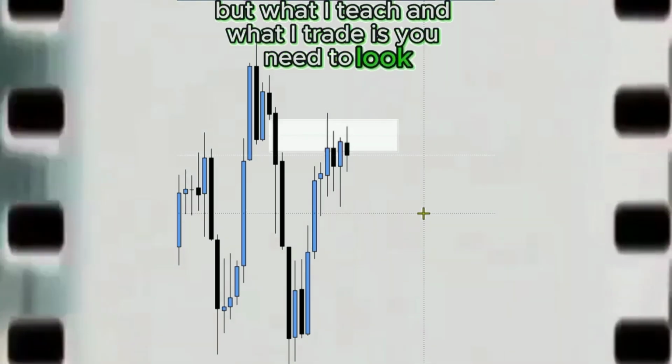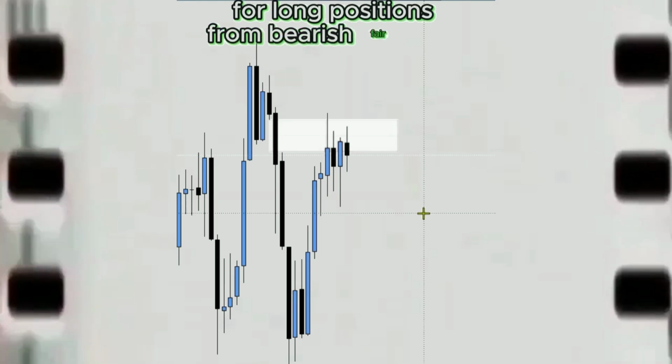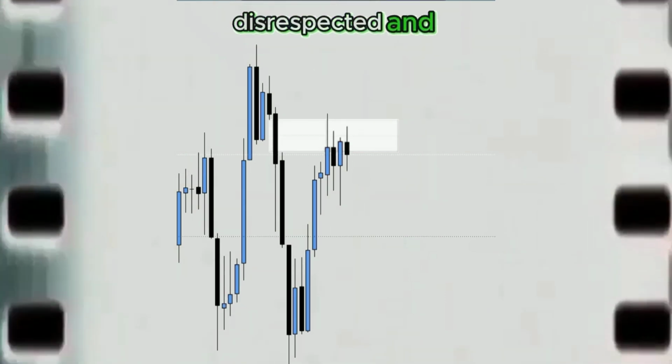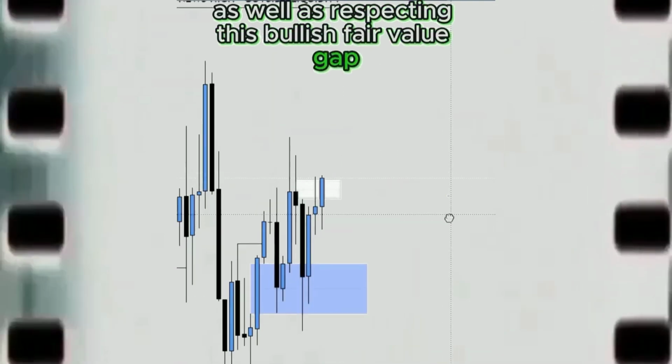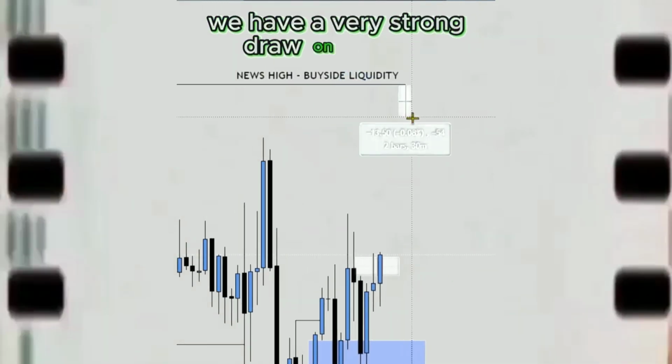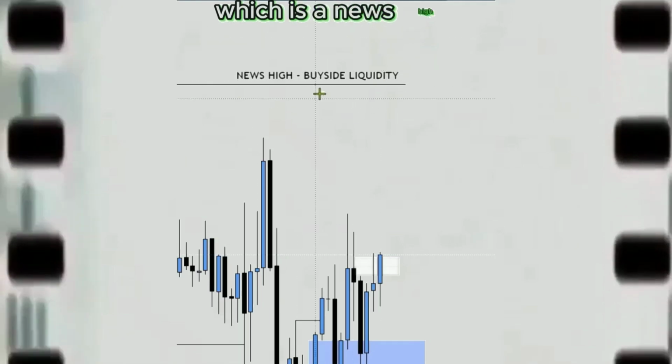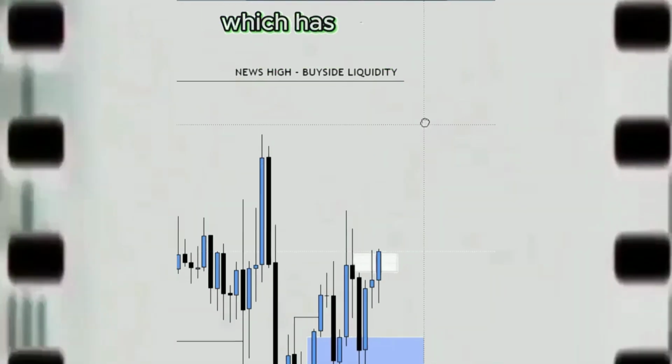But what I teach and what I trade is you need to look for long positions from bearish fair value gaps. And the way you do that is wait for them to be disrespected and inversed. But before that, if we go to the higher time frame just to get a picture of the price action, as you can see, we are respecting this bullish fair value gap. As well as that, we have a very strong draw on liquidity, which is a news high candle from yesterday, which has not been swept.